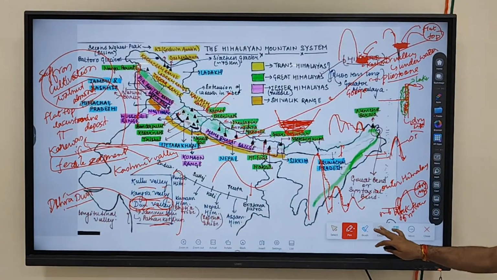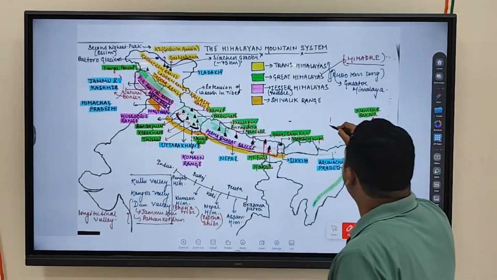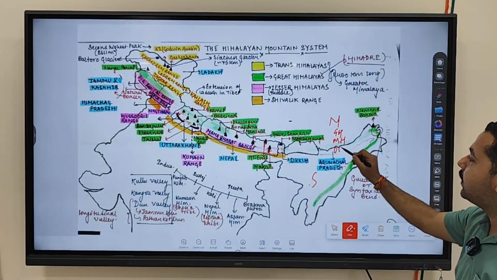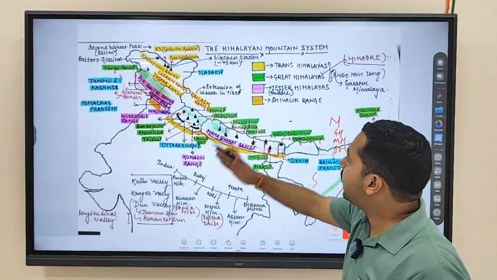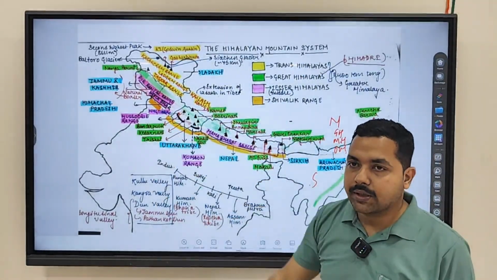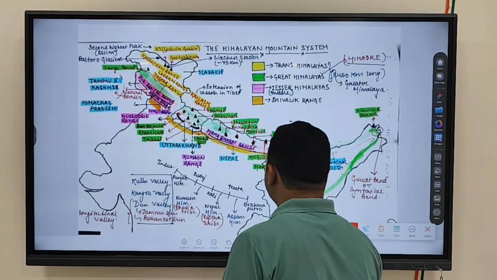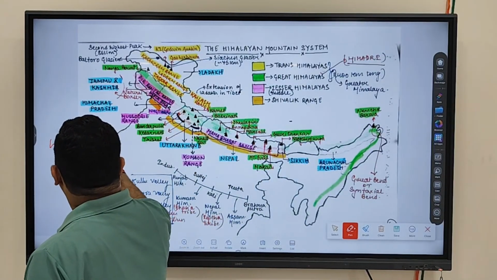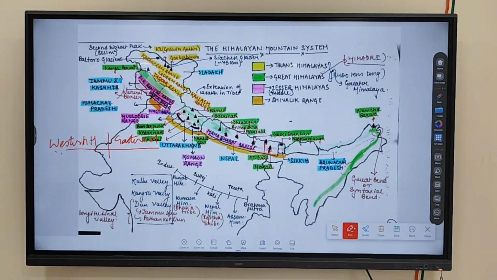Clear? Now another important thing that you have to keep in mind is that this is north-south division of Himalayas. So Greater Himalayas, Middle Himalayas, and Outer Himalayas are which type of division? North-south division. We can also divide Himalayas into east-west part. So broadly it is divided into two parts. One is called as a Western Himalayas and another is called as a Eastern Himalayas.